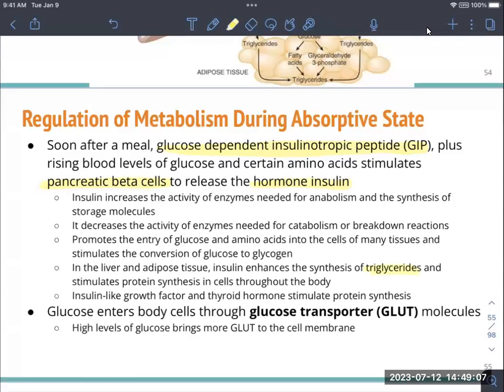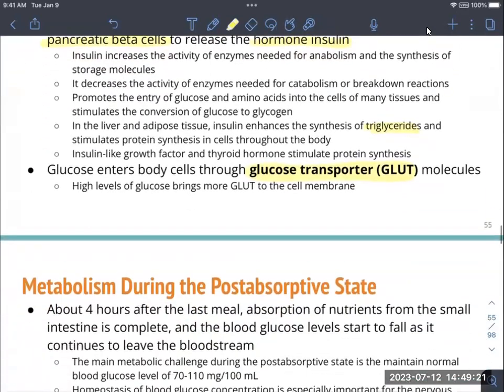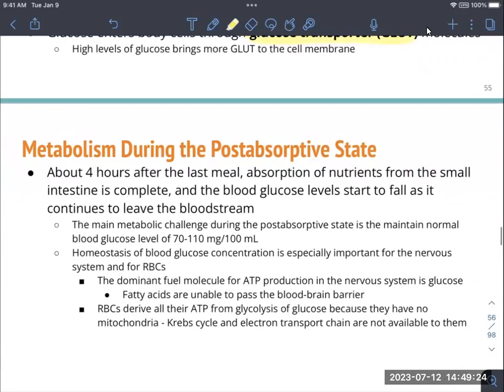So glucose enters cells through glucose transporters. High levels of glucose bring more of these glucose transporters to the cell membrane to allow more glucose to enter the cells. During this post-absorptive state, about 4 hours after your last meal, the absorption of nutrients in the intestines is complete. We're not getting any more nutrients in. At this time, blood glucose levels start to fall because our cells are using this glucose to make energy, taking it out of the bloodstream.